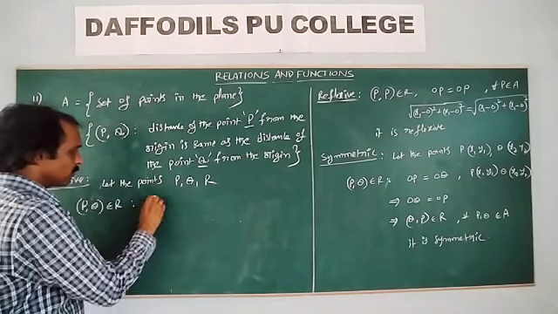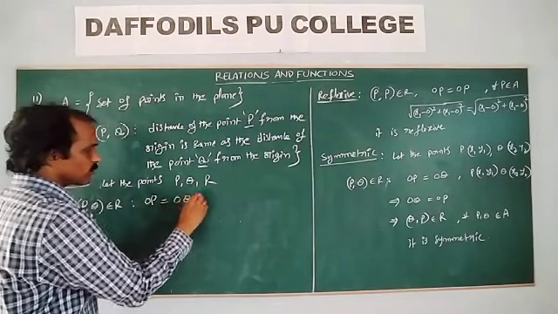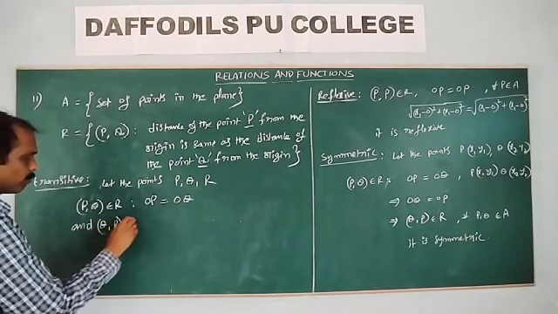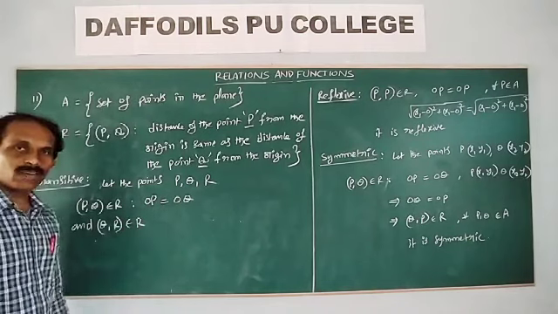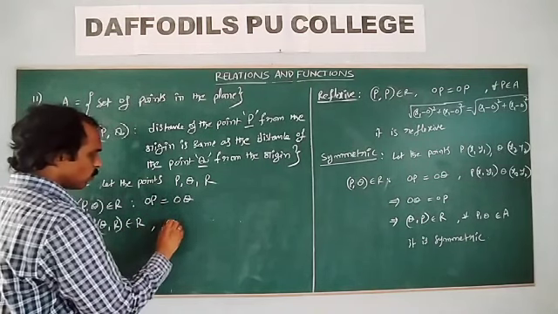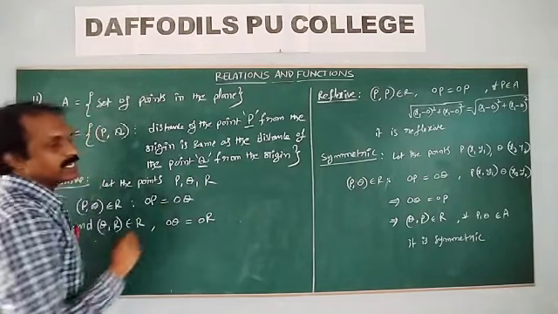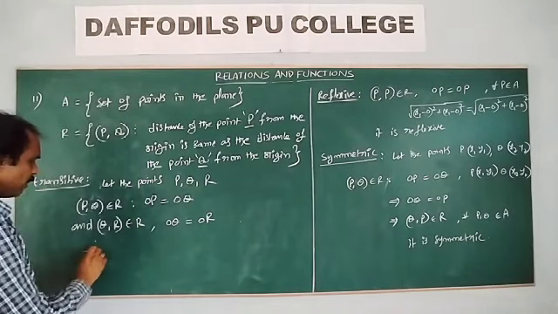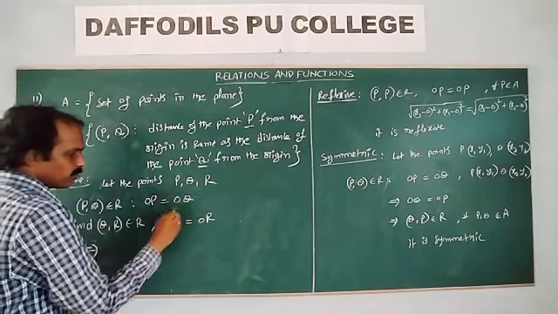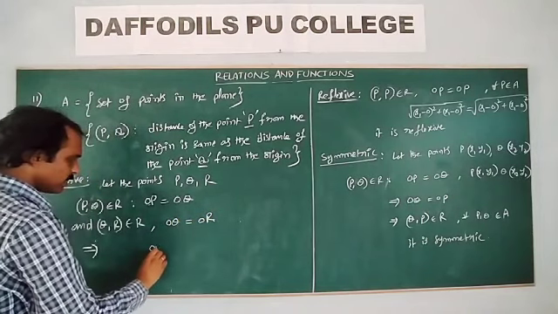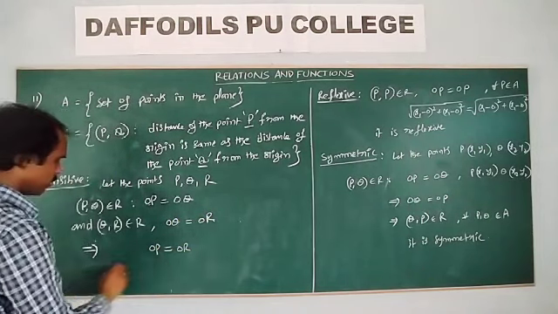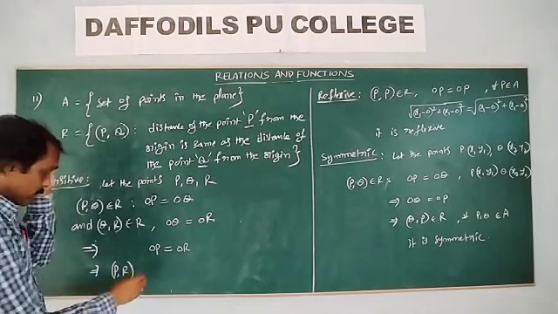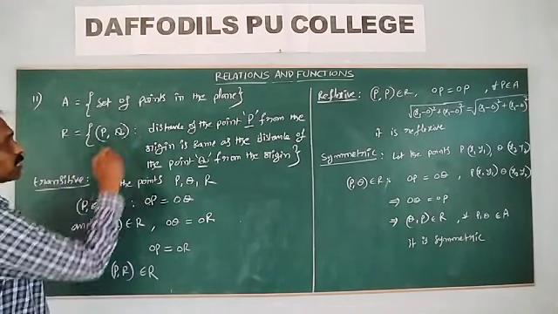Belongs to the relation means OP is equal to OQ, and Q comma R belongs to the relation R. That means OQ is equal to OR. Here R is a point, some point. This R is a relation. Implies that OP is equal to OQ, OQ is equal to OP, implies that OP is equal to OR. Implies that P comma R, P point comma R point belongs to R, the relation.